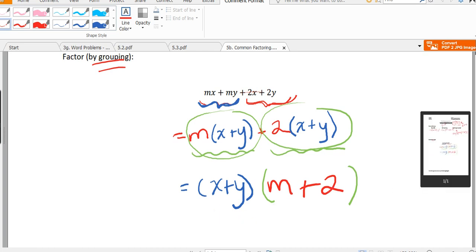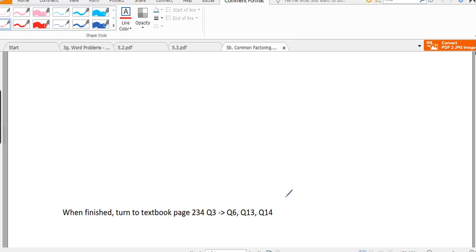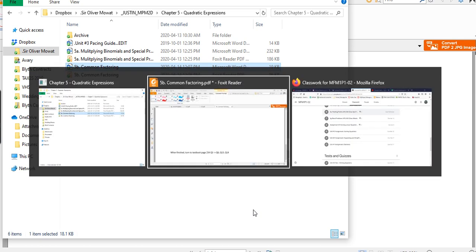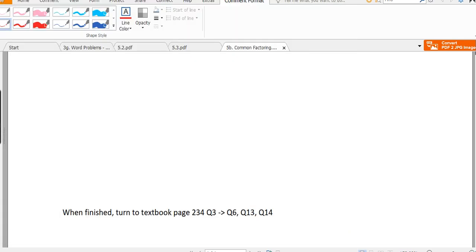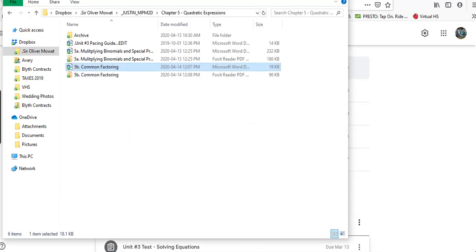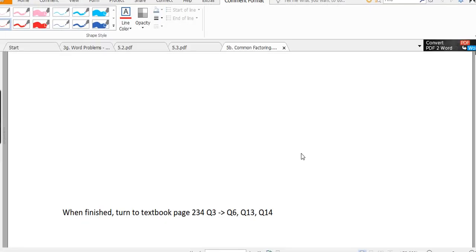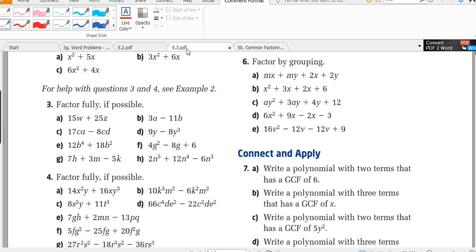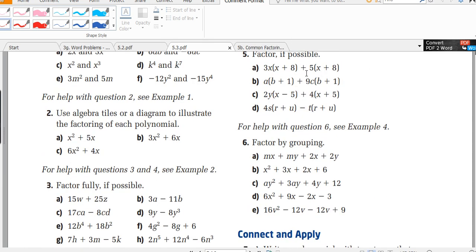Now, a lot of this work, instead of me just copying it from the textbook, you're going to do it from the textbook. So, questions 3 to 6. All of them, because it will take practice. On page 234, let me just open it up so you can see it. Why is this not loading? Oh, that's why. Okay. So questions 3, 4, 5, and 6. Okay, so you're going to factor common factor.